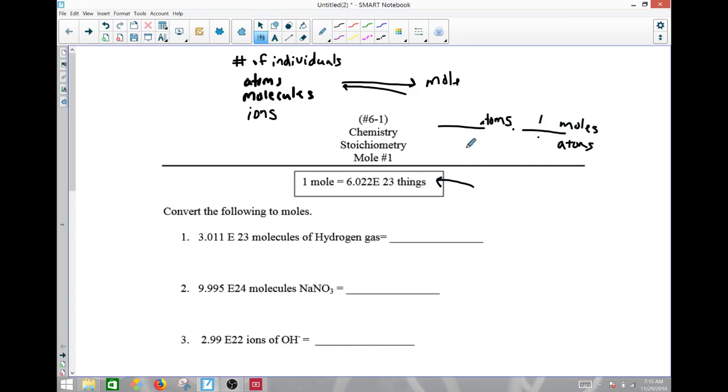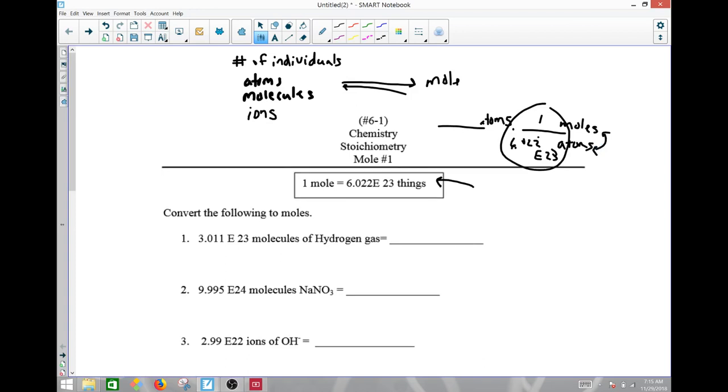This is just factor label: 6.022 e to the 23rd. So we're always going to be using this equivalency to flip between either atoms to moles or moles to atoms. That's our equivalency. I'm just going to go through a couple of different examples of these. I'm not going to do all of them, and you'll find, as you do 1 or 2 of them, they're all kind of the same.